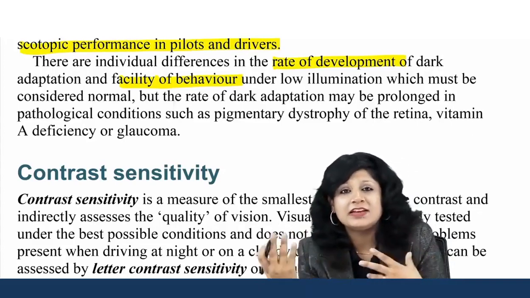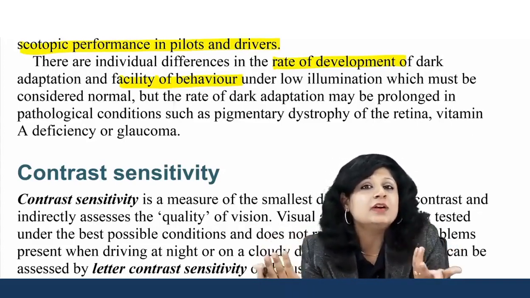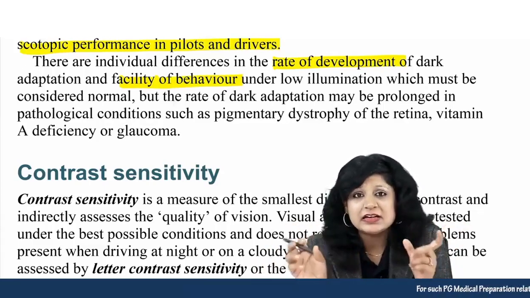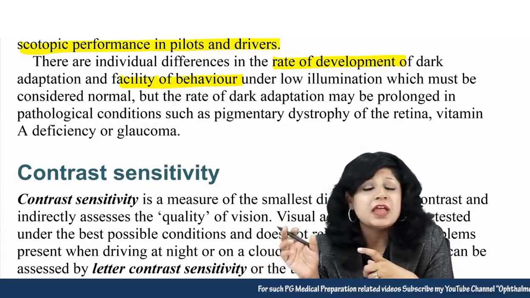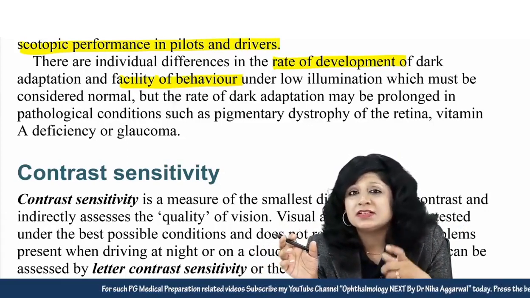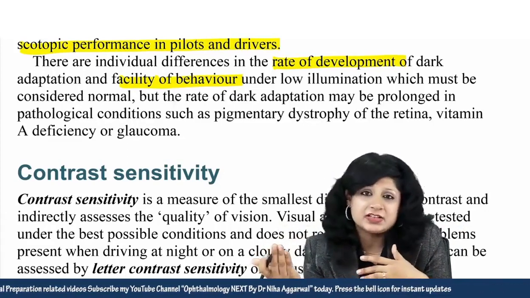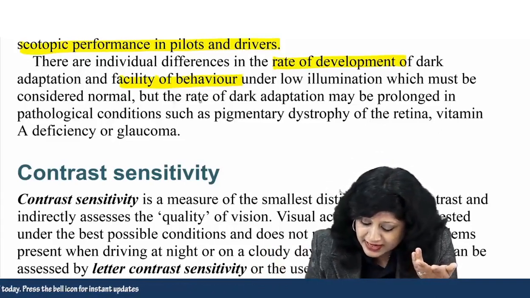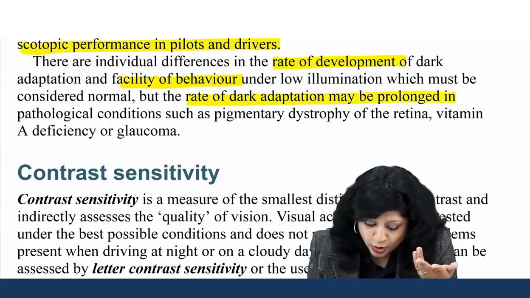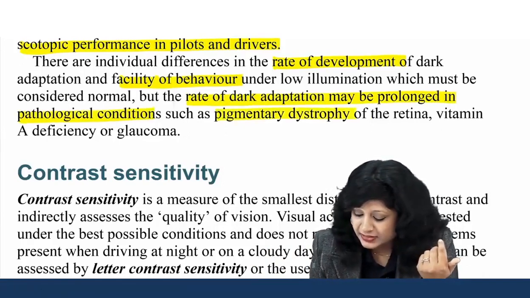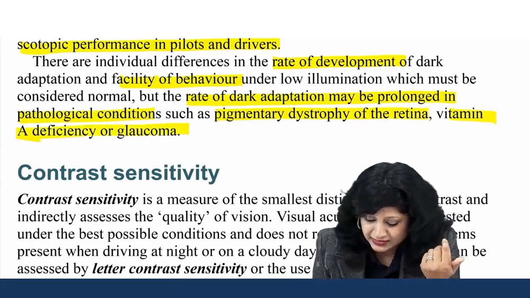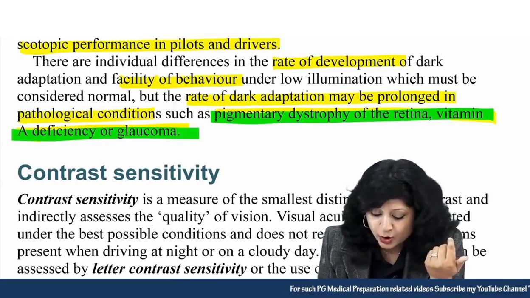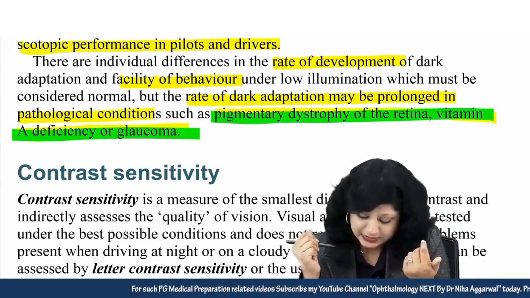Like we all have a reaction time, everybody has his own dark adaptation time also, but beyond this, a certain level of differentiation and variability will be considered under the normal range. Beyond that, it is variable and it can have certain differences, but the rate of dark adaptation may be prolonged in pathological conditions like retinitis pigmentosa, vitamin A deficiency and glaucoma. So certainly you should know how to differentiate the normal variability from the abnormal variability.